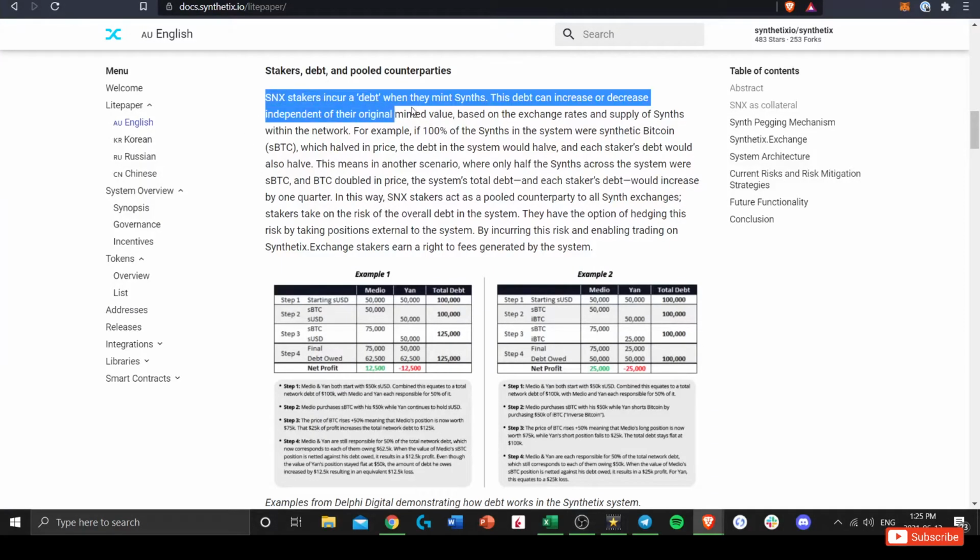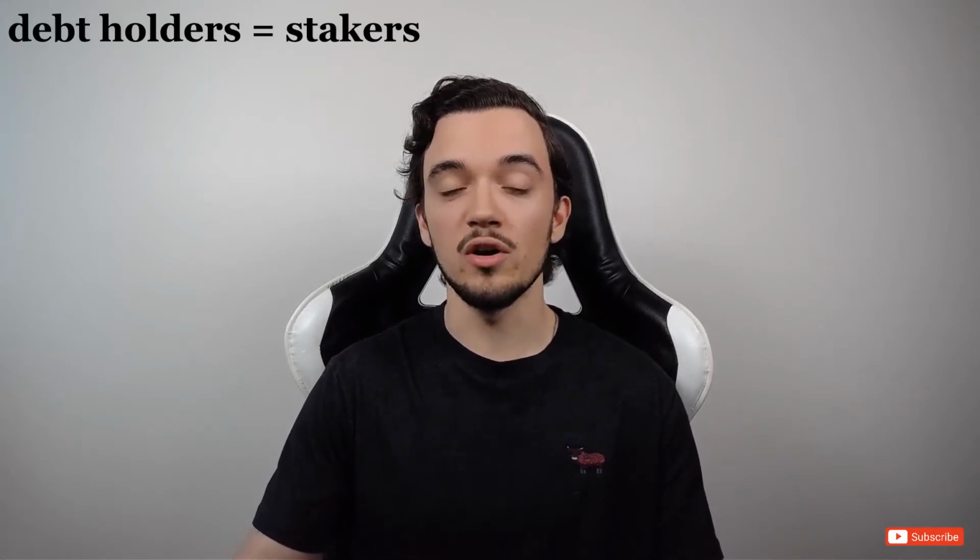Now, you might be thinking, well, doesn't that open up the stakers to the risk of their debt positions becoming overwhelmingly large to the point that they become insolvent? And the answer to that is yes. Stakers are liable for their proportional share of the entire debt pool held by the Synthetix protocol. So if the majority of debt, which begins as sUSD, is converted to sBTC by traders on the platform, then that would mean that the majority of the debt pool would consist of sBTC, which means that debt holders are now exposed to the risk of the price of Bitcoin rising.